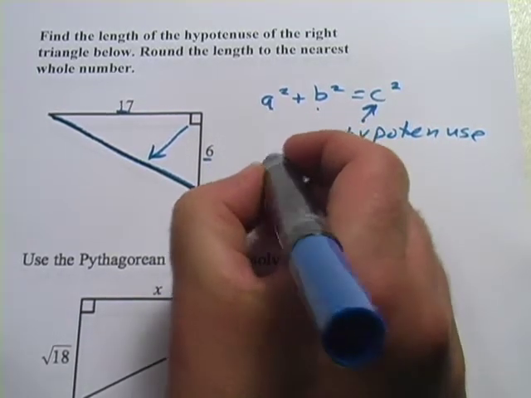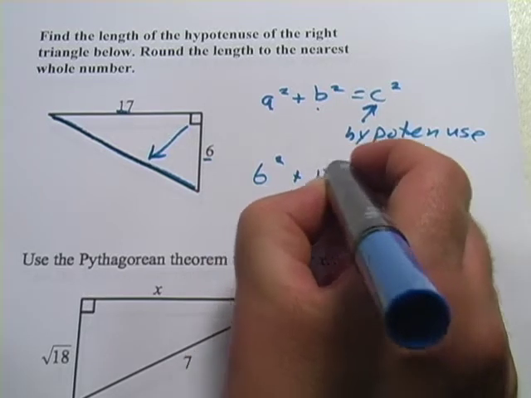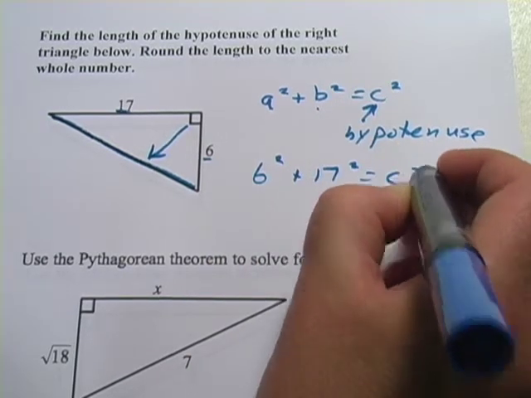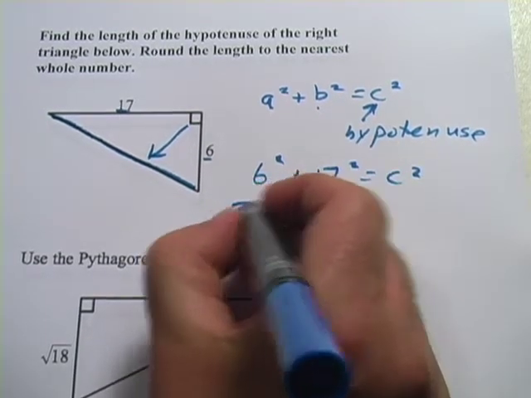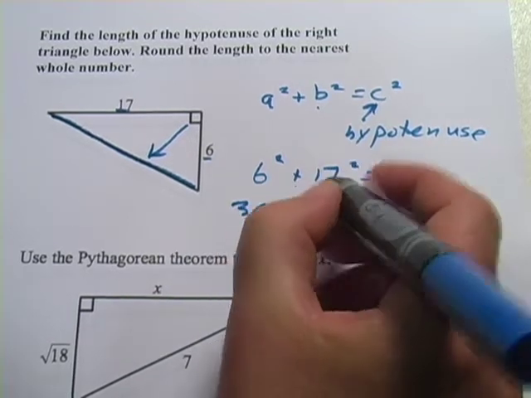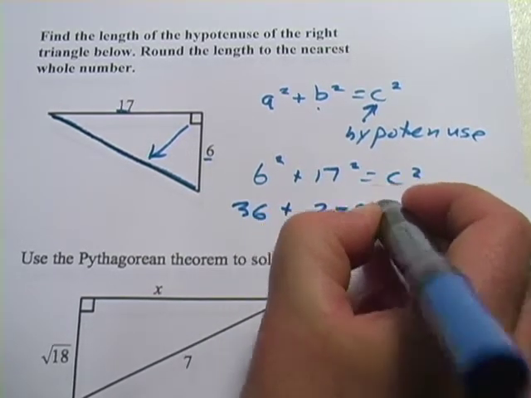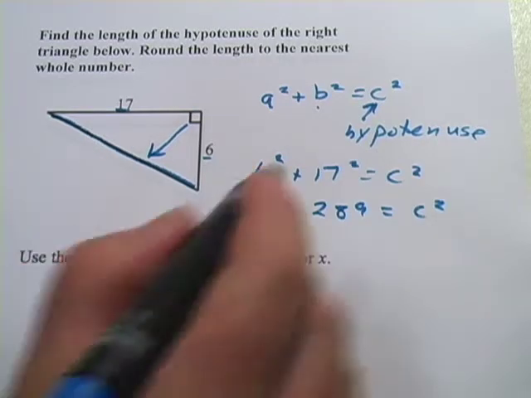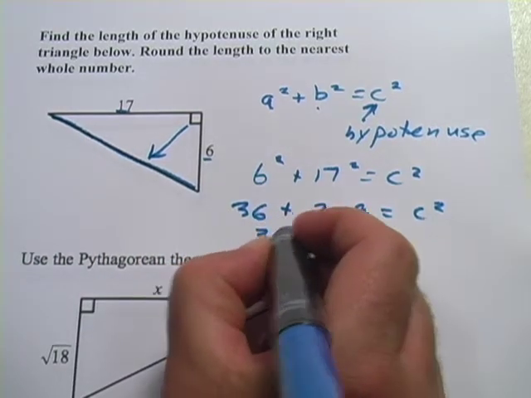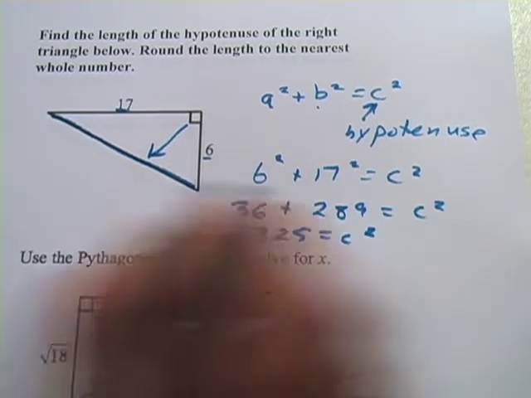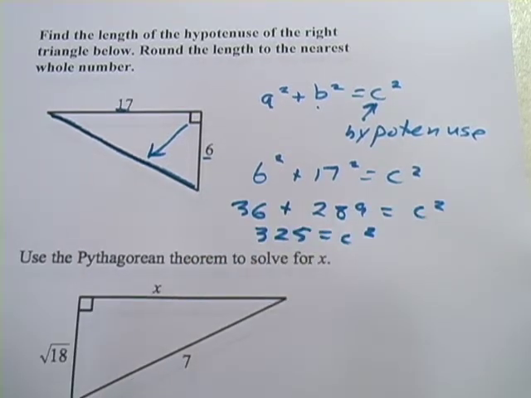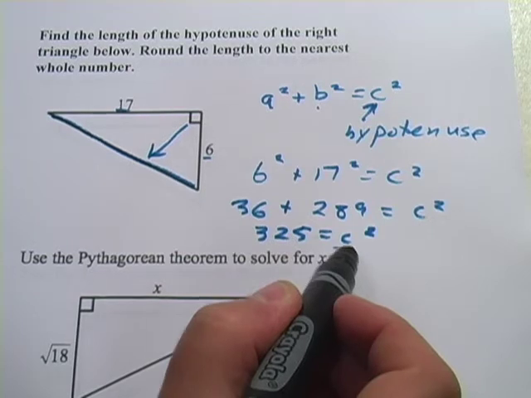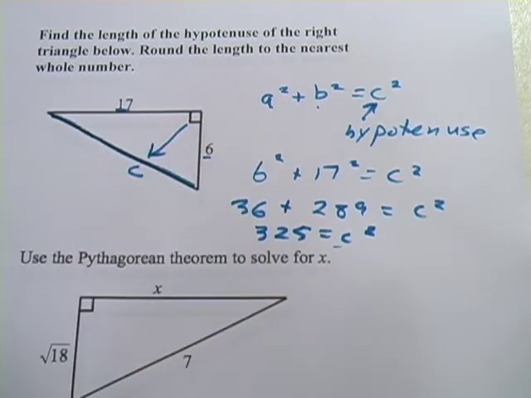So 6 squared plus 17 squared equals c squared. Well, 6 squared is 36. 17 squared is 289, equals c squared. So we'll add those two together. We get 325 equals c squared. But that 325 is not our answer. That's what c squared is. The hypotenuse is just plain old c.